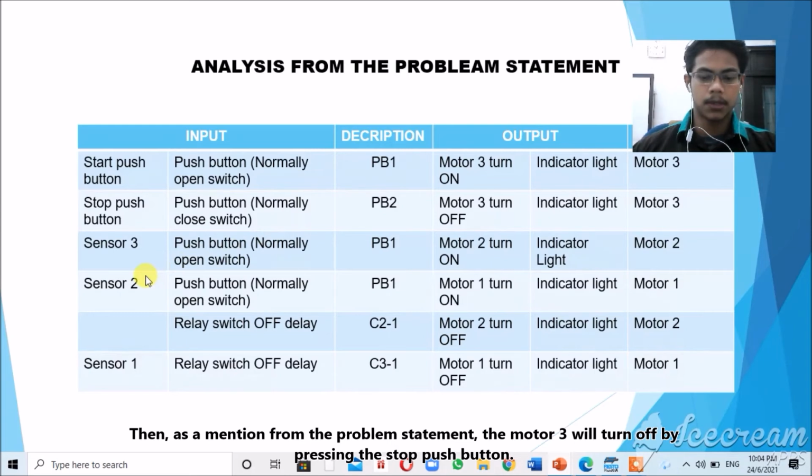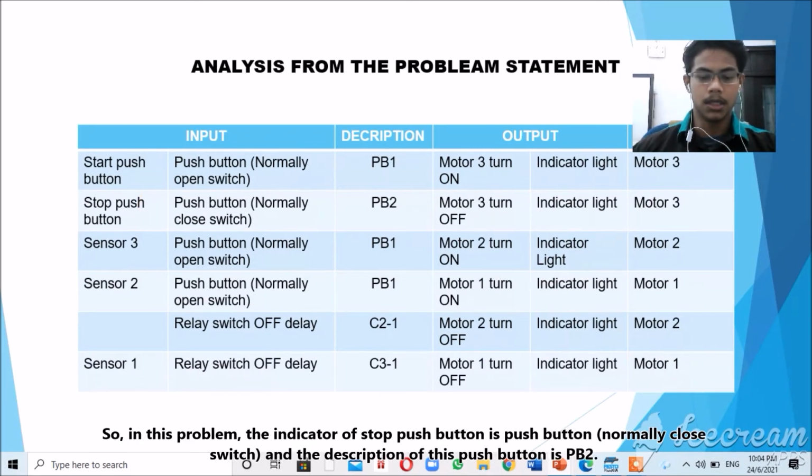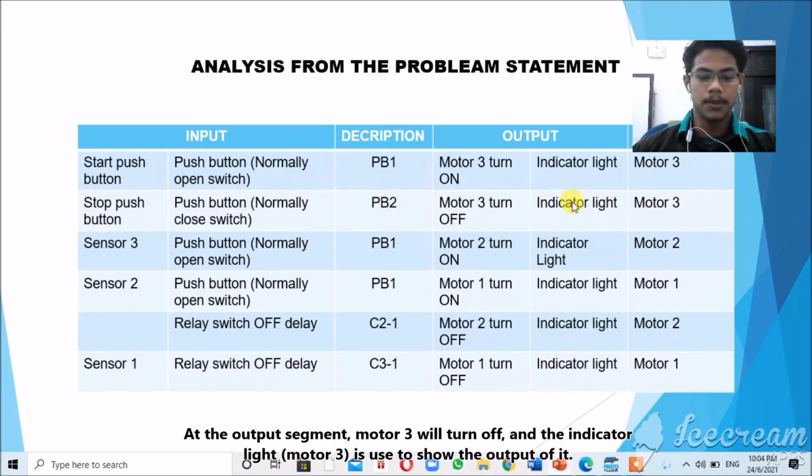Then, as I mentioned from the problem statement, motor 3 will turn off by pressing the stop push button. So in this problem, the stop push button is a push button, normally closed switch, and the description of this push button is PB2. At the output segment, motor 3 will turn off, and the indicator light is used to show the output of it.